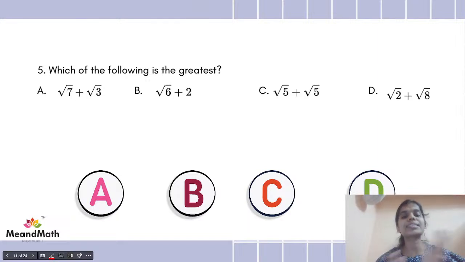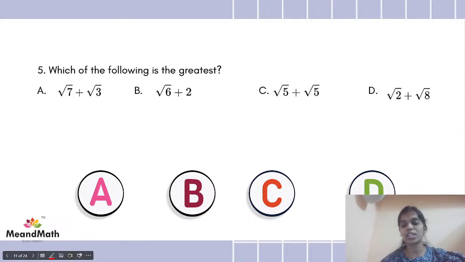Which of the following is greatest? Which of the following is greatest? Very good, Arshab. Which of the following is greatest? Come on. Try by yourself. I want you to say the greatest value. Which among these gives me the greatest value? Come on, my dear ones, give it a try.